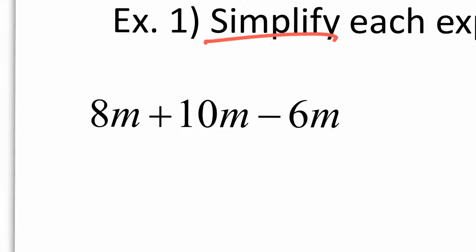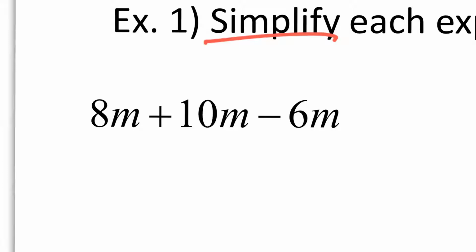This 8 has an m, this positive 10 has an m, and this one has the minus 6 and m. Every number has an m. So this is like saying, okay, I have 8 marshmallows, then I get 10 more marshmallows, but then I subtract 6 marshmallows. And marshmallows starts with an M, that's why I'm using that word, M. So you guys can say that, or you guys can say something else that starts with an M. So we have 8M plus 10M, 8 marshmallows plus 10 marshmallows minus 6 marshmallows.